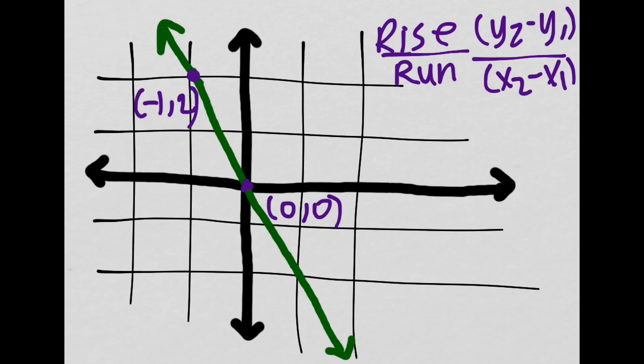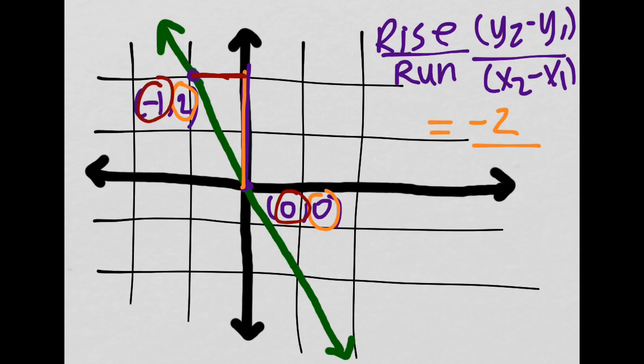Let's look at this. My rise, this is my change in y, right? I've gone down 2, and that makes sense because I would do 2 minus 0. So this is equal to -2. So I have -2 over, and now I need to find my run. My run is +1, and that makes sense because we would do x2, which is 0, minus -1.